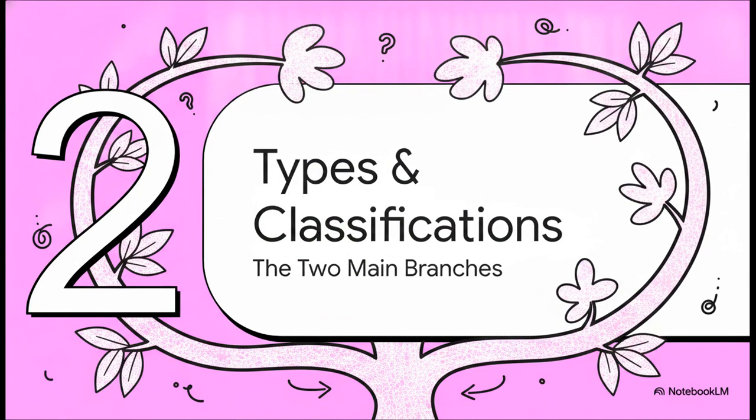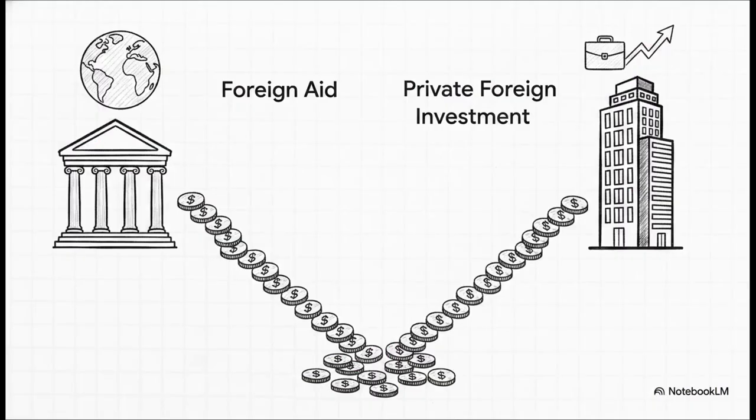Moving right along to Section 2, types and classifications. Broadly speaking, money enters a country through one of two main doors. On one side, we've got official foreign aid, which operates at the government or institutional level. Think of the World Bank or the IMF, right? And then on the completely opposite side is private foreign investment. This happens at the enterprise level and is driven by private corporations looking for lucrative opportunities abroad.